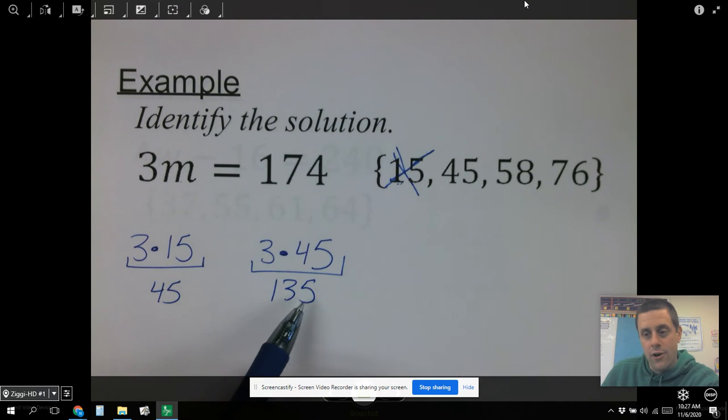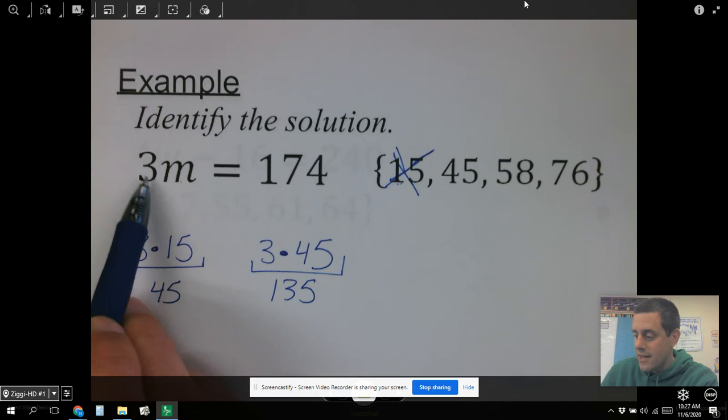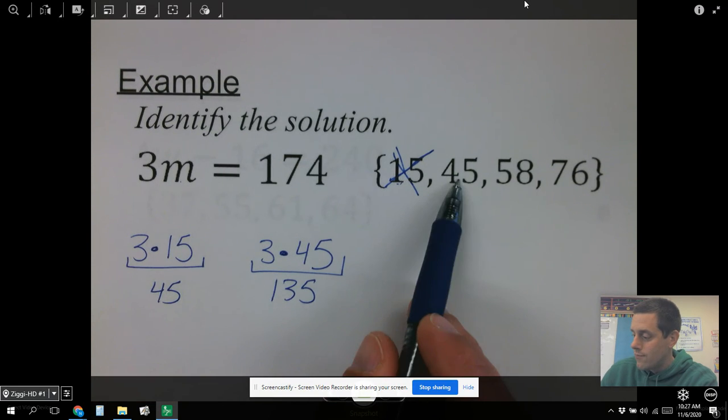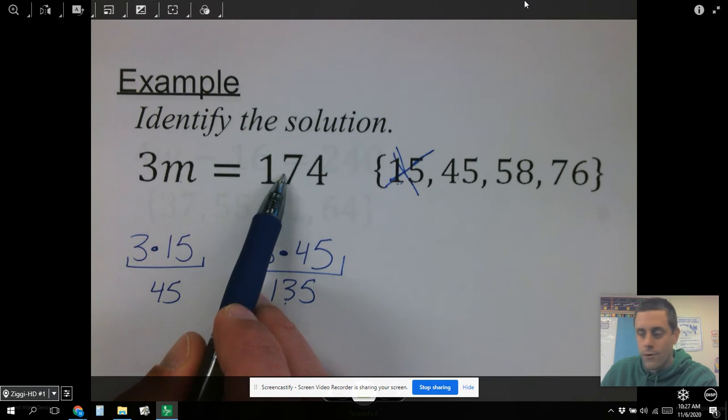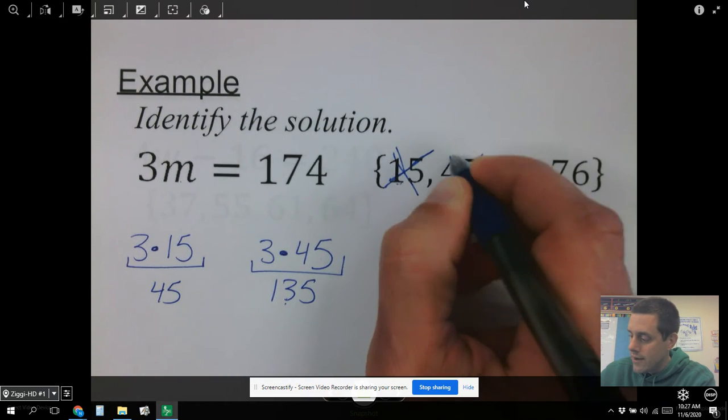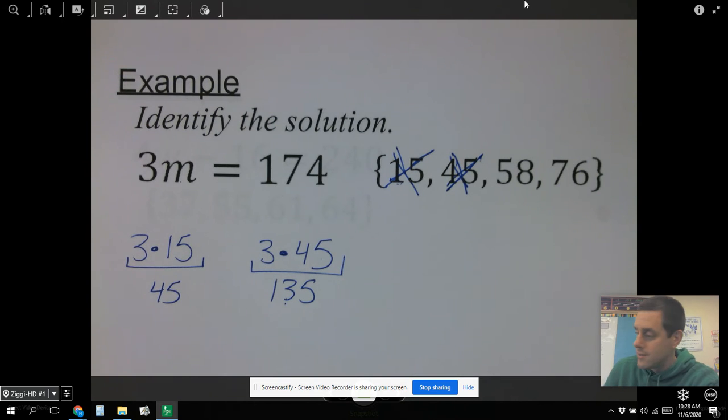Now test to see if your equation is true. The left side of my equation, when m was 45, gives me a total value of 135. Is 135 equal to 174? No, those are not the same values, so I know 45 is not a solution.